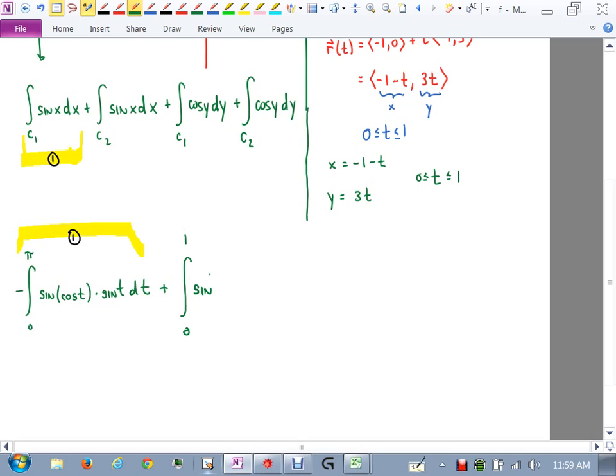Sine of x, what's our x parameter on C2? Negative 1 minus t. And then I need dx, so what's the derivative of the x parameter on C2 with respect to t? Negative 1? I should just take that out, but I'll leave it. dt. That's our second integral that we'll have to do. There's 4, right?